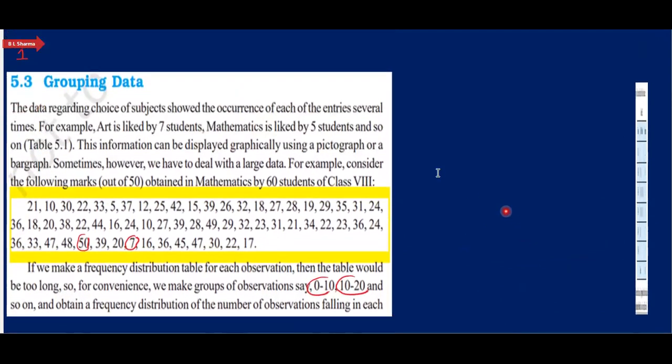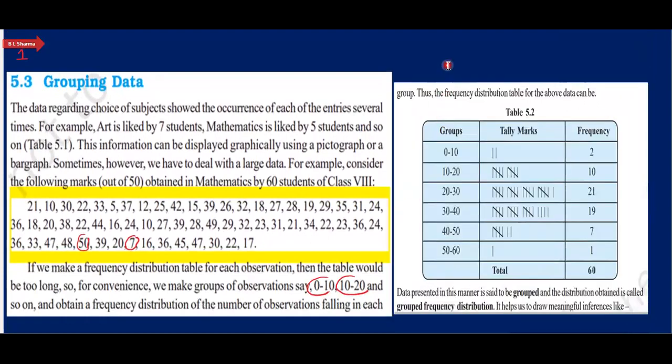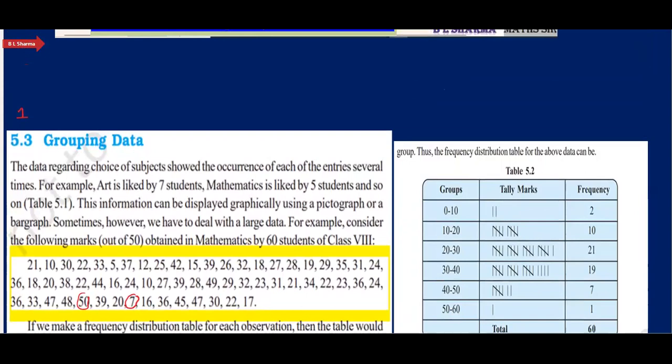See here again, when we write here, this is your observation table. First we write group 0 to 10, then 10 to 20, 20 to 30, 30 to 40, 40 to 50, 50 to 60. These are the classes or groups. Here it is continuous. See, the upper limit of the first class is 10, and the lower limit of the second class is 10. If it is written like this, its meaning is as follows. See here, I am taking one example.